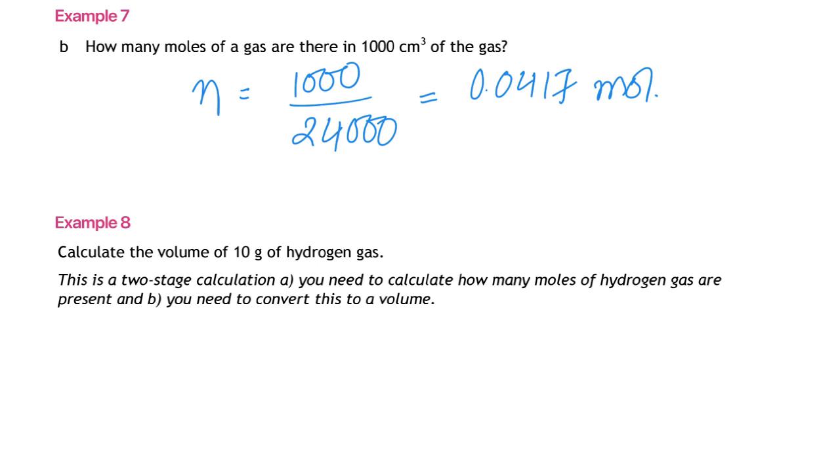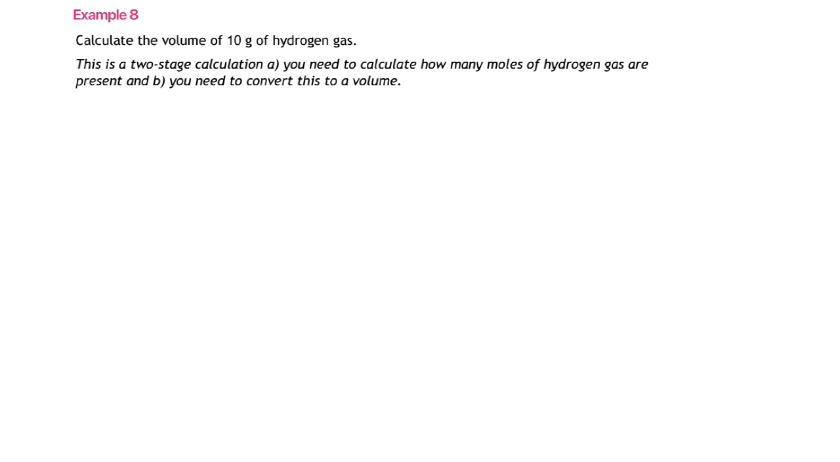Calculate the volume of 10 grams of hydrogen gas. Now there's a big hint over here, but let's just calculate the volume of 10 grams of hydrogen gas. 10 grams does not equate directly to volume. There's no volume and mass equation. Don't think of density, that's something else. Okay? So what do I do? I'm stuck.